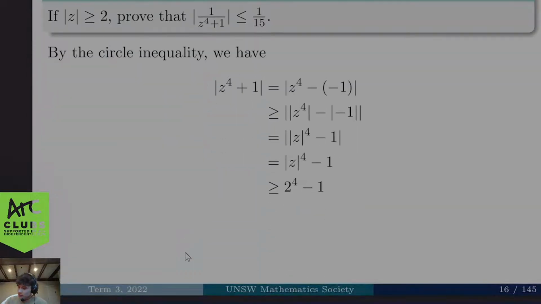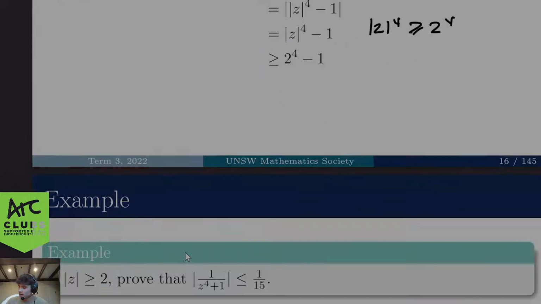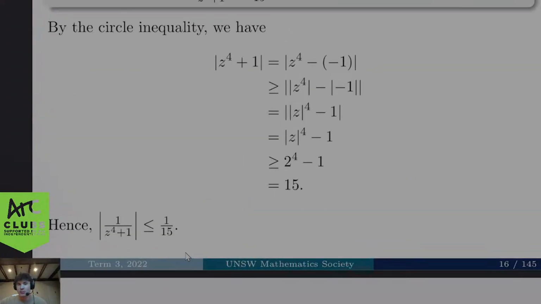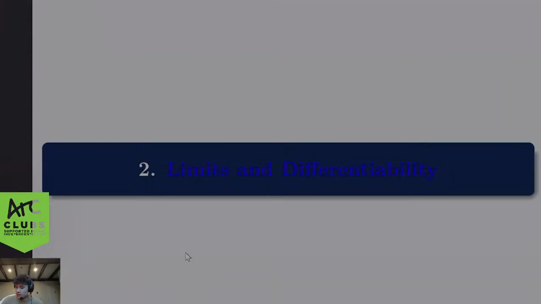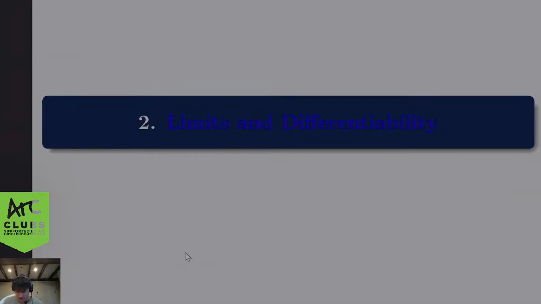Okay, and now we can apply the inequality again because we know that z to the power 4 must be greater than or equal to 2 to the power 4, just based on this inequality. And so what we get is 15, and so if we flip it all, then we just get our required result of this inequality here. So I'm going to hand over to Marcus now, who's going to do limits and differentiability.